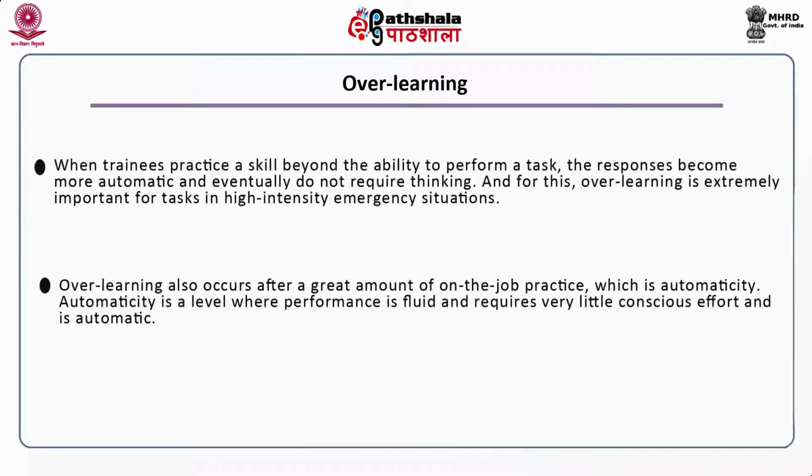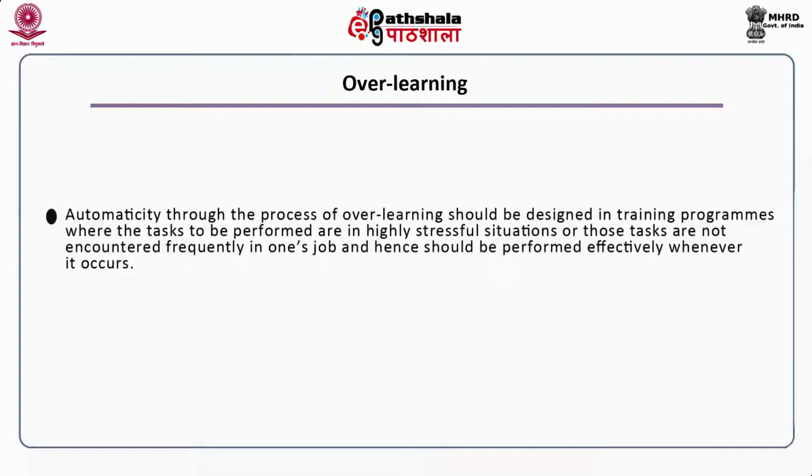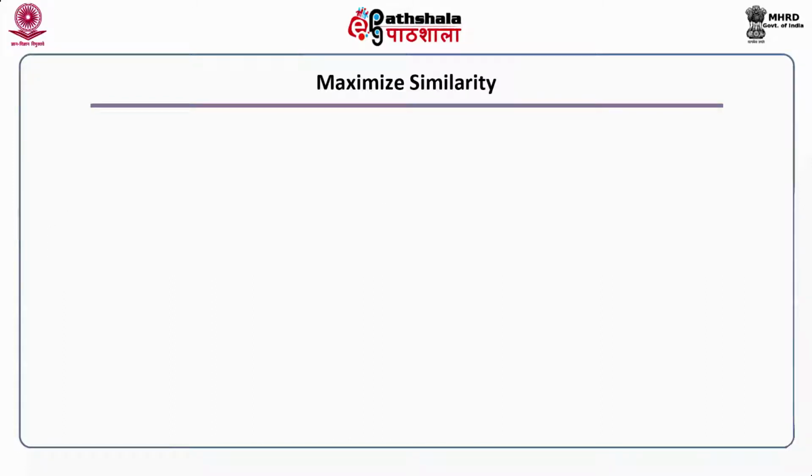Overlearning also occurs after a great amount of on-the-job practice, which is automaticity. Automaticity is a level where performance is fluid and requires very little conscious effort and is automatic. Automaticity through the process of overlearning should be designed in training programs where the tasks to be performed are in highly stressful situations or those tasks that are not encountered frequently in one's job and hence should be performed effectively whenever it occurs. Maximize similarity.